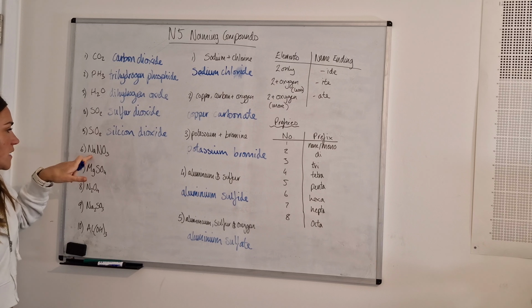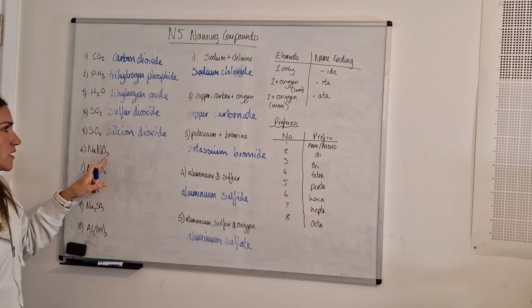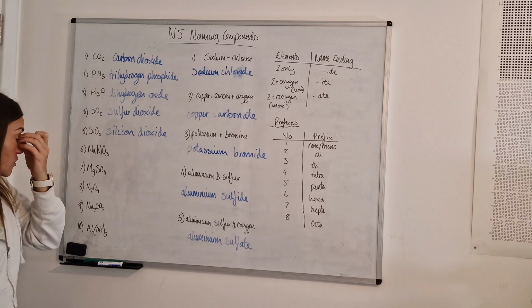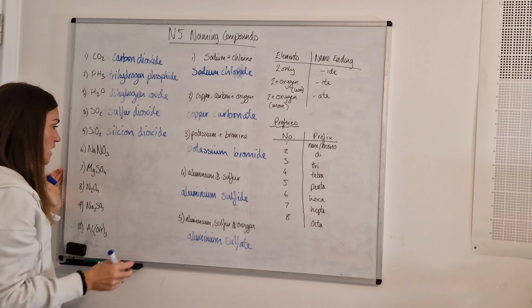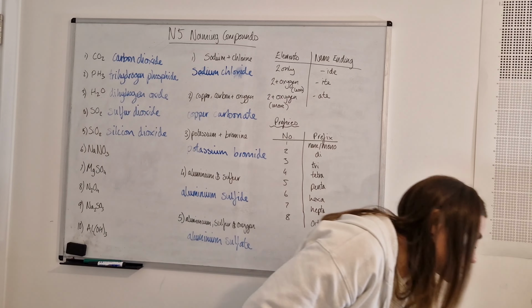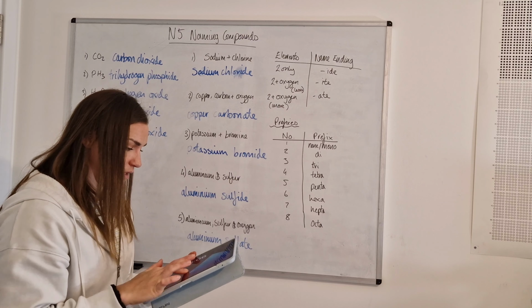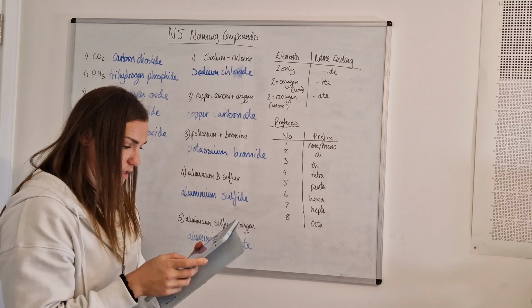Here we've got sodium, nitrogen and oxygen. So that's three different elements, including oxygen, which tells us it's probably going to end in ite or ate. To double check, we look at page 8 of our data booklet, and you should find a table that has ions on it.